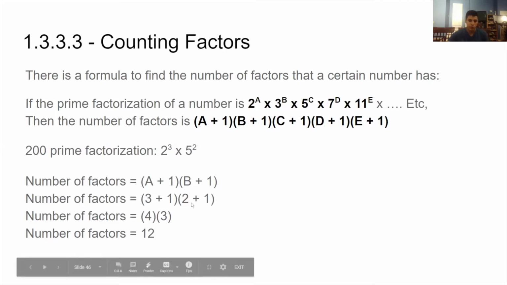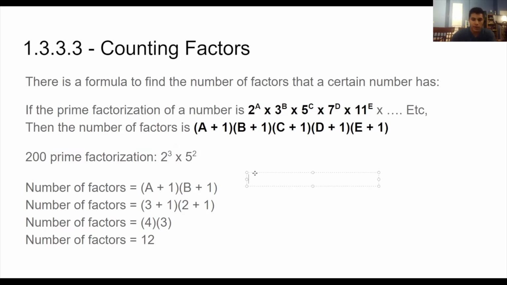3 plus 1 is 4 and 2 plus 1 is 3. And then you multiply those numbers to find the number of factors, which for 200 is 12. And if you're wondering, and you've never seen this before, when you have 2 numbers next to each other in parentheses like this, then that just means that you multiply whatever's in the parentheses by each other.